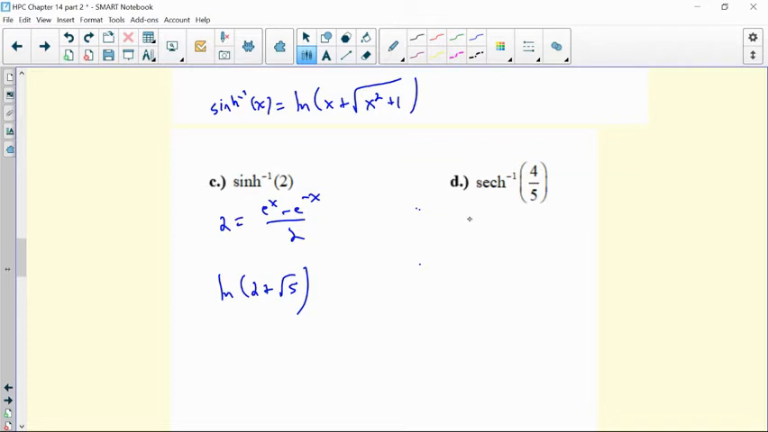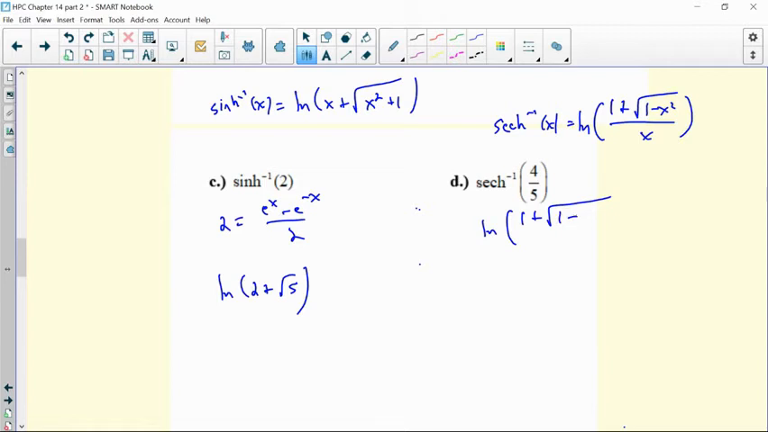And same thing with hyperbolic secant. Notice the definition above. We know that the inverse hyperbolic secant is, generally speaking, equal to the natural log of the quotient 1 plus the square root of 1 minus x squared all over x. So then we put in 4/5. We end up getting the natural log of 1 plus the square root of 1 minus 4/5 squared, which is 16/25, all divided by 4/5.